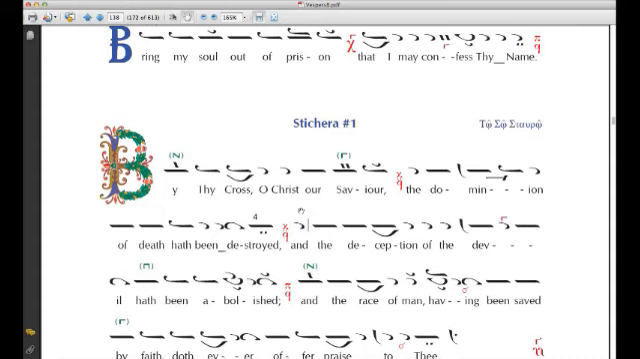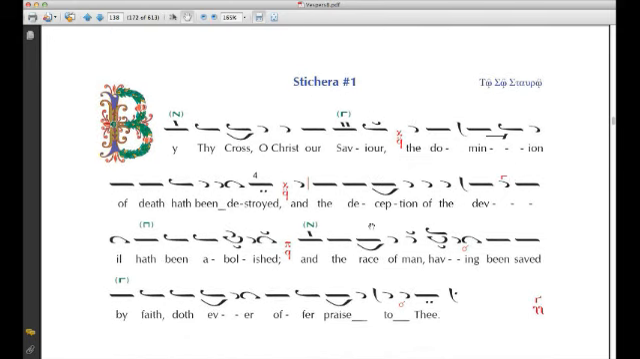So let's sing with the words. By the cross of Christ our Savior. By thy cross, O Christ our Savior, the dominion of death hath been destroyed, and the deception of the devil hath been abolished, and the race of man, having been saved by faith, doth ever offer praise to thee.